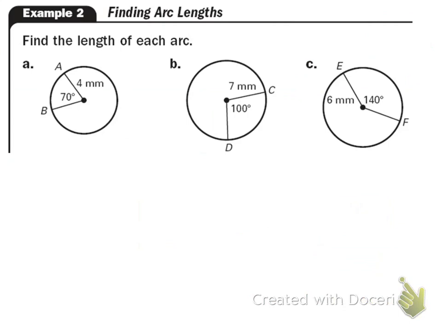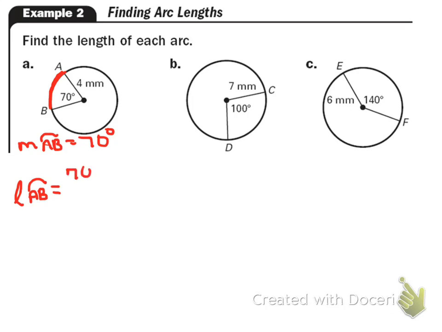I have 3 different circles. Let's look at just circle A. I want to find the length of just arc AB. Now I know the measure of arc AB is 70 degrees. But that's just the measure of the arc. That's not the length. That's not the distance. That's just the degree measure. To find the length of arc AB, I need to know what fraction of the circumference arc AB is.